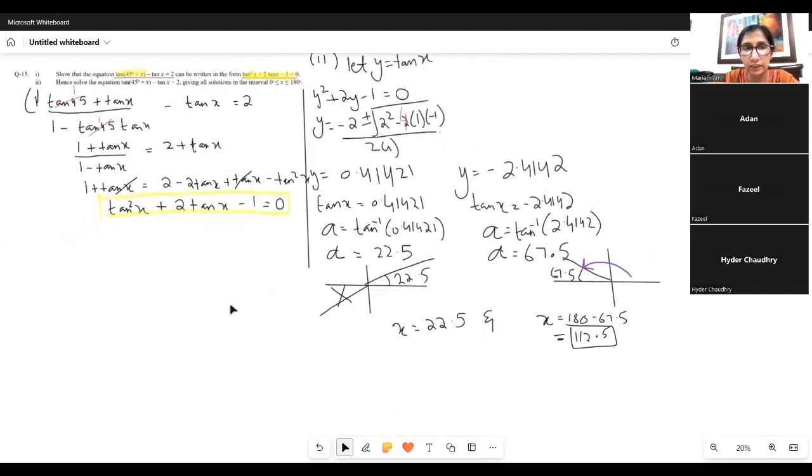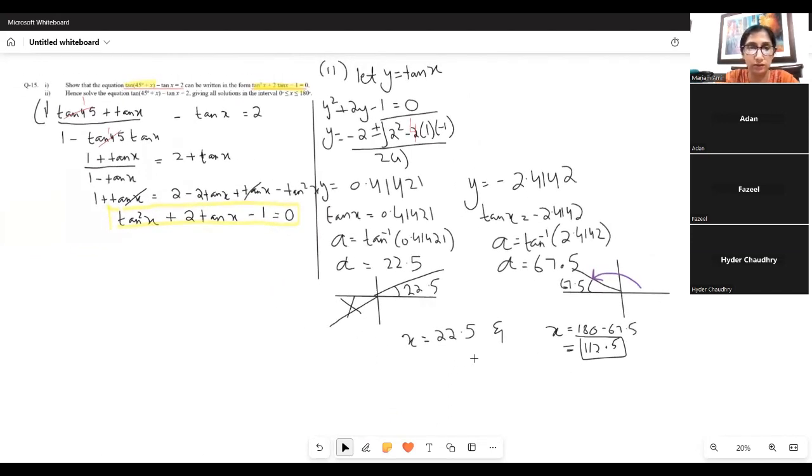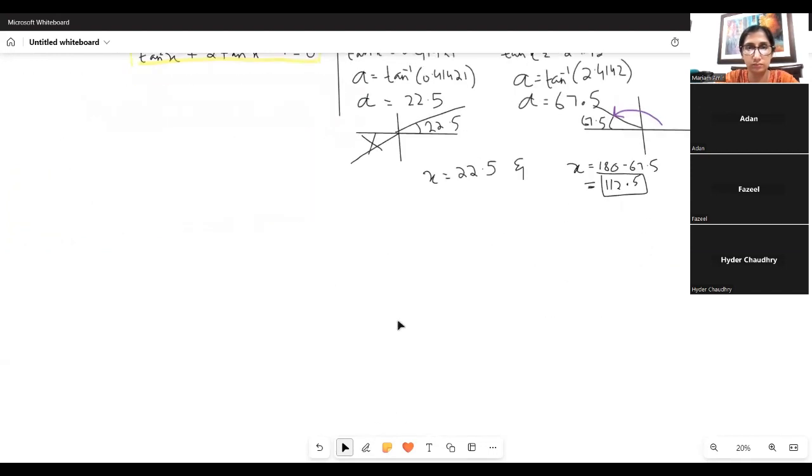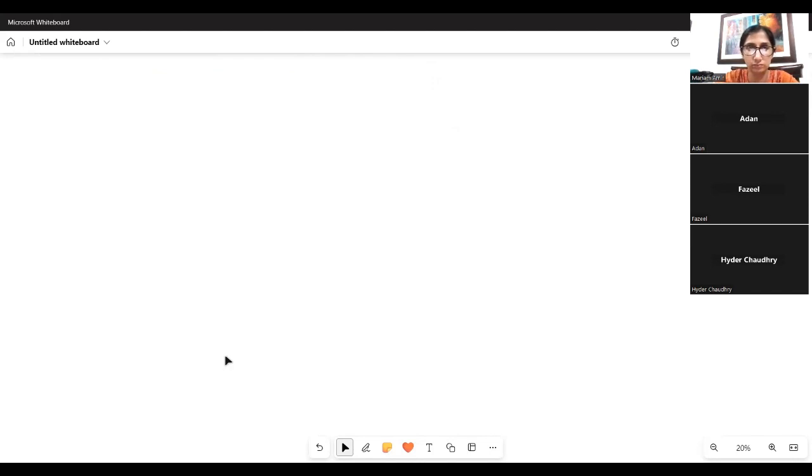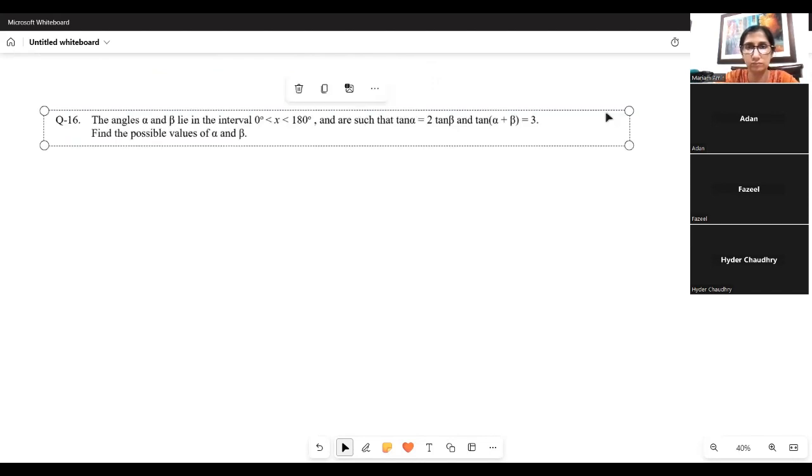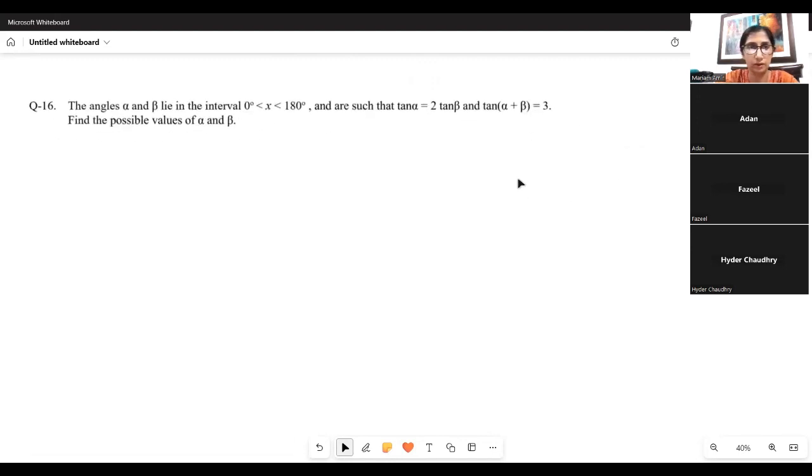This was 15, now 16. The angles alpha and beta lie in the interval 0 to 180 degrees and are such that tan alpha equals 2 tan beta. Tan of alpha plus beta is equal to 3. Find the possible values of alpha and beta.